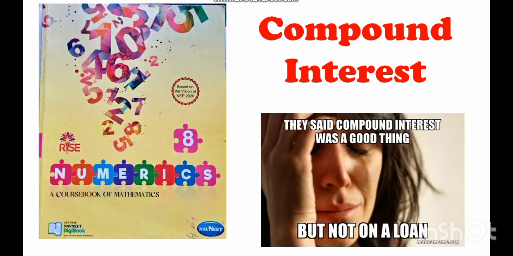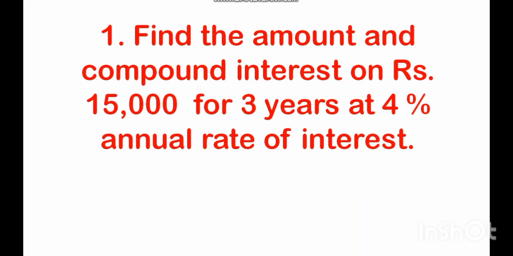Okay, now let's see the problems from this chapter. It's a very easy thing, guys. I'll explain exercise 10.1 and give the solutions for every problem. Here's the first problem from exercise 10.1: Find the amount and compound interest on rupees 15,000 for 3 years at 4% annual rate of interest.